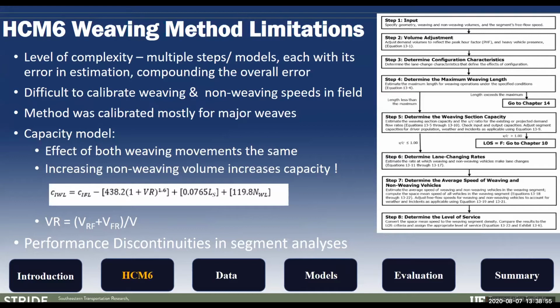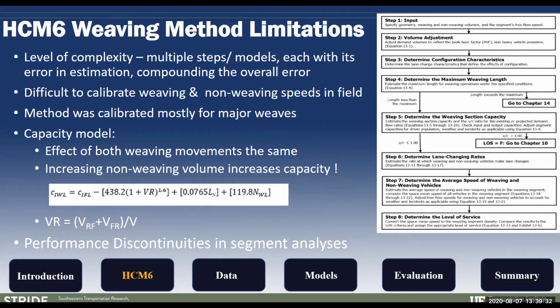Secondly, which is kind of an interesting phenomenon, look at the definition of VR. If you maintain the same weaving flow, but you increase the non-weaving flow, in other words, increasing this term V, you basically increase capacity, which is not appropriate. Capacity should be a value that does not depend on the total flow rate.